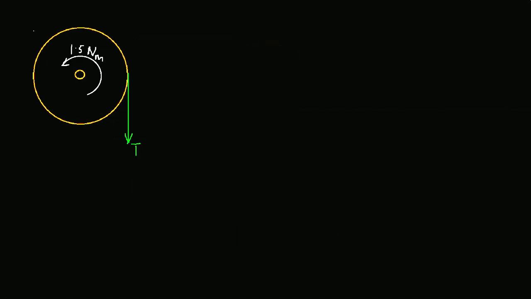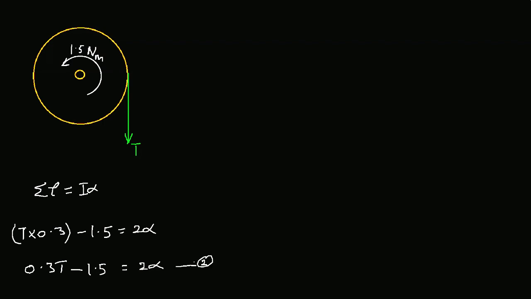Next, we're going to analyze the torques on the pulley and how they relate to its angular acceleration. Here, the torques acting on the pulley are the frictional torque and the torque due to the string tension. From the angular equivalent of Newton's second law, we know that the net torque equals the moment of inertia of the pulley multiplied by its angular acceleration. So we can say T times 0.3 meters, which is the radius of the pulley, minus 1.5, which is the frictional torque, and this equals 2 alpha, since its moment of inertia equals 2 kg m². And what we have as our second equation is 0.3T minus 1.5 equals 2 alpha.